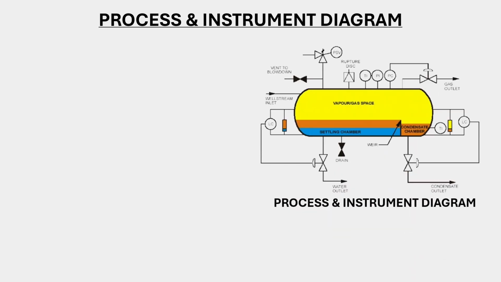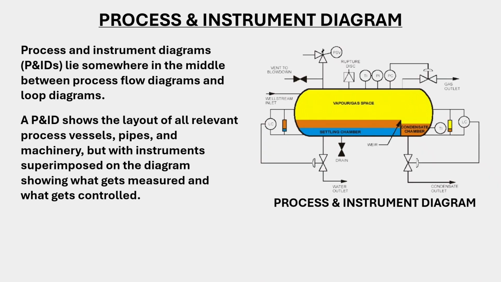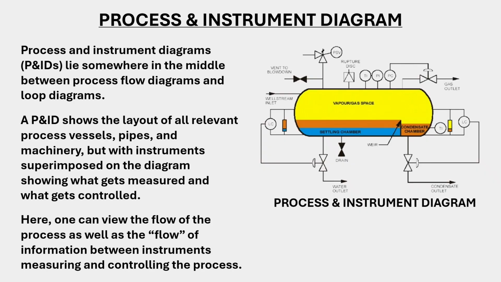Next, we have the process and instrumentation diagram, otherwise known as the P&ID. Now, this is one of the most important documents in any industrial plant. A P&ID combines both the process and the instrumentation. Here you will see clearly every valve, sensor, transmitter, and controller labeled and connected. This is the main document technicians use to understand what is measured, what is controlled, and how they interact. Think of a P&ID as a bridge between process and control.